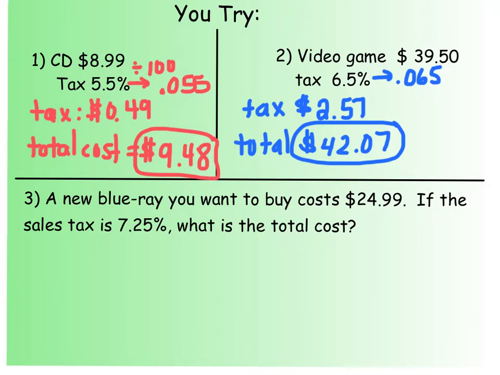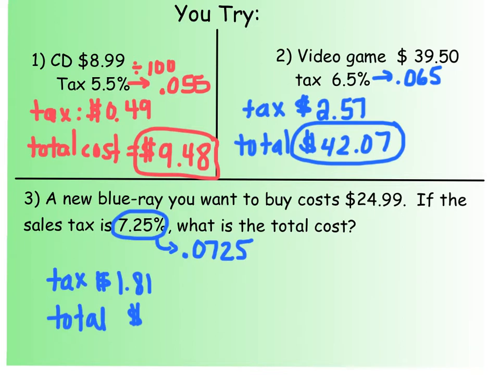All right, let's see how you did on number 3. A new Blu-ray you want to buy costs $24.99. If the sales tax is 7.25%, what is the total cost? First, remember, change your percent to a decimal. To calculate the amount of tax, now we need to add $1.81 plus our $24.99. That gives us $26.80. That's how much you're going to end up paying for the movie.